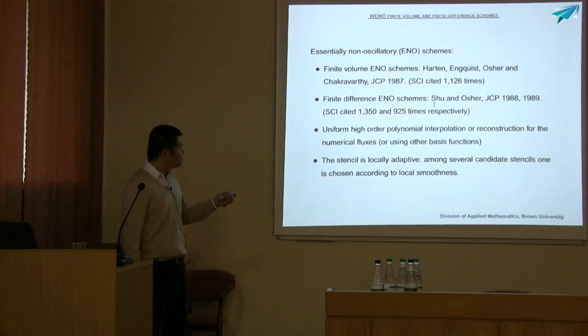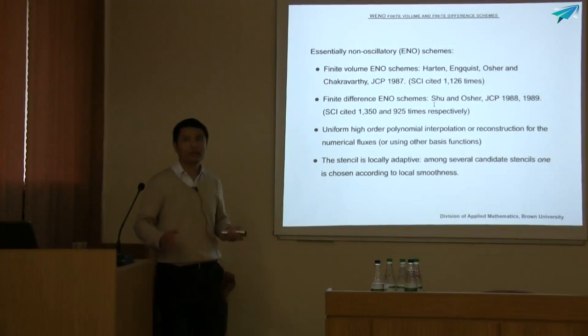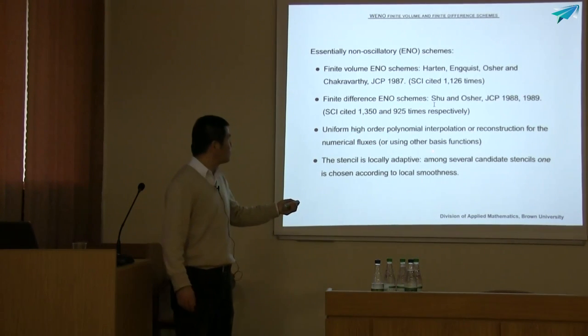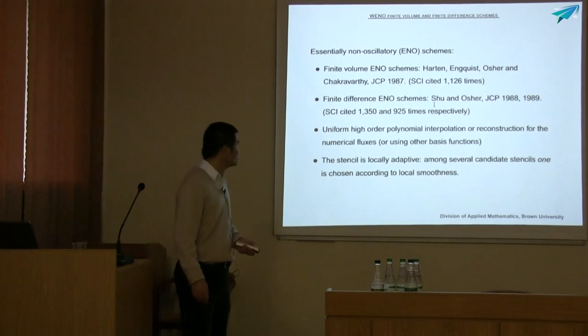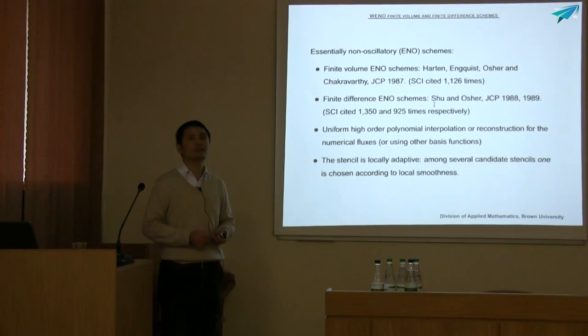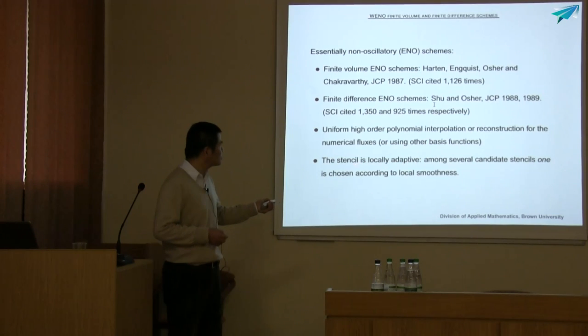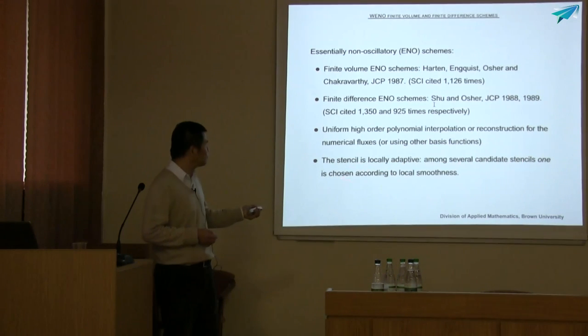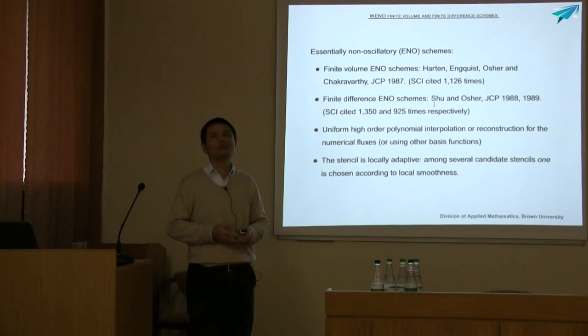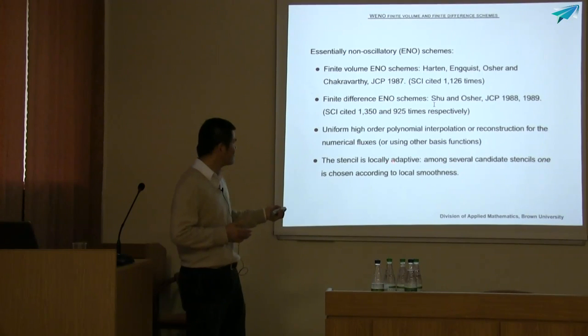The idea is that you get a uniform polynomial interpolation or reconstruction, which I will describe next in some detail, for the numerical fluxes. Or you can use polynomials or you can use other basis functions. The key here is that you have uniform high order. In other words, you never decrease the degree of the polynomial. You always use the same high order polynomial. However, you adaptively choose the stencil. Among several candidate stencils, one of them is chosen according to local smoothness. So this is a concept which avoids the difficulty of simultaneous high order accuracy and the non-oscillatory requirement, by applying it to problems with isolated discontinuities and adaptively choosing the stencil.